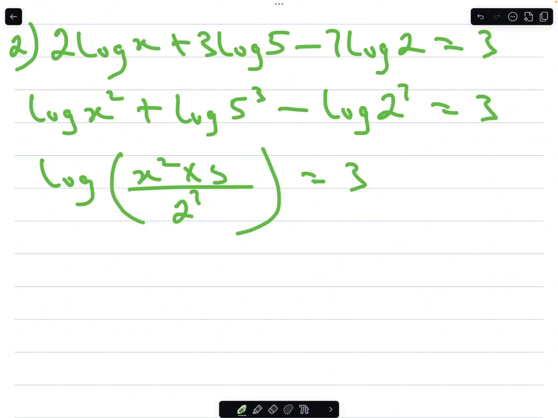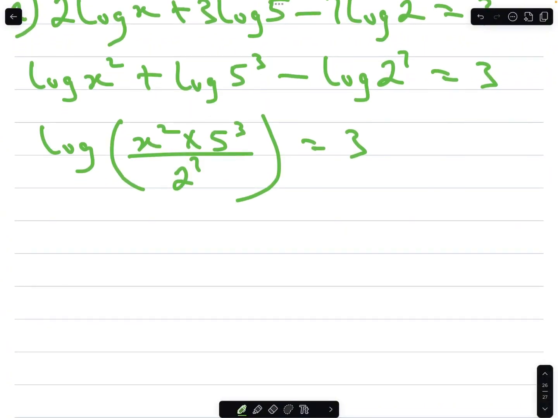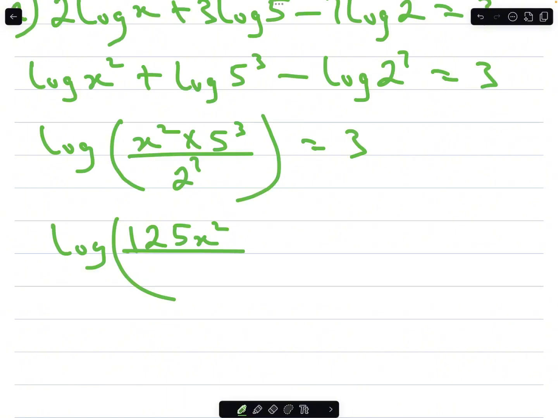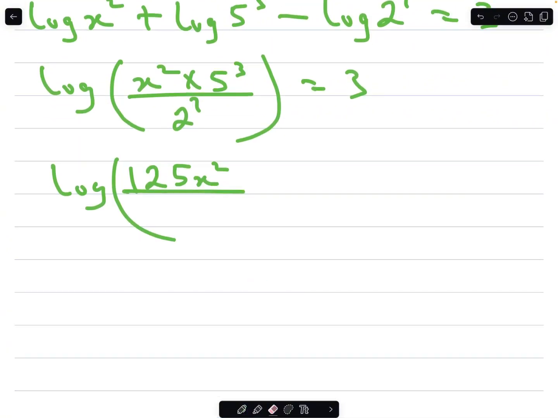Hold on a sec, let me write this well. What does that mean? Log x raised to power 2 times 5 raised to power 3 is 125 times x squared. That's 125 x squared over 2 raised to power 7, which is 128. Beautiful. So that's log 125x squared over 128 equals what?